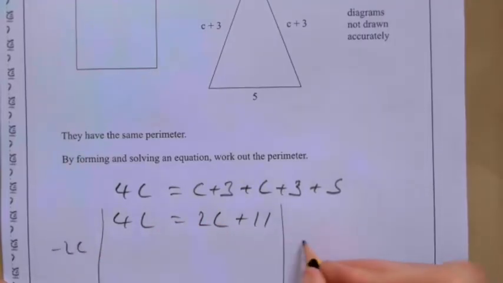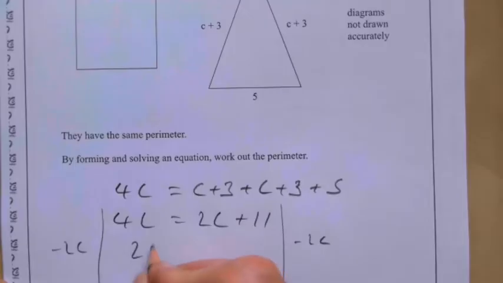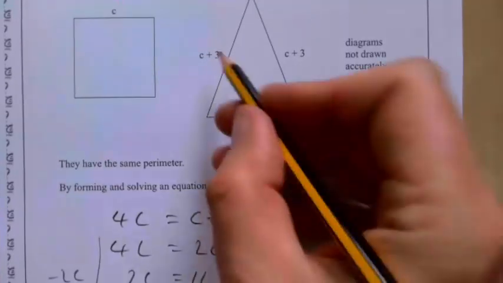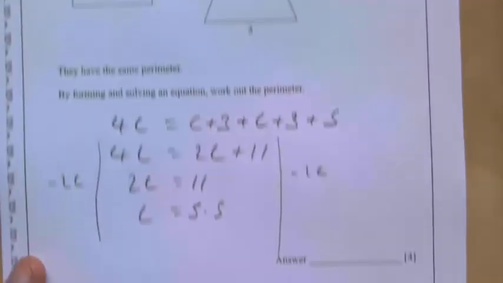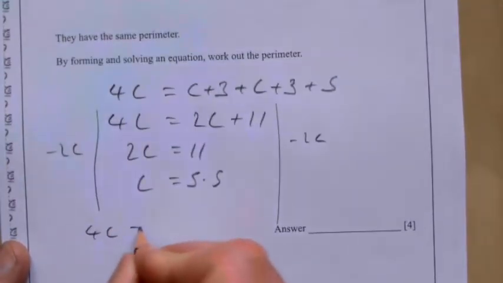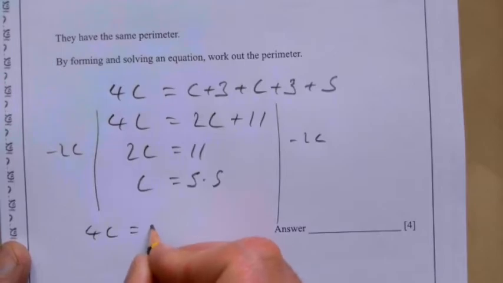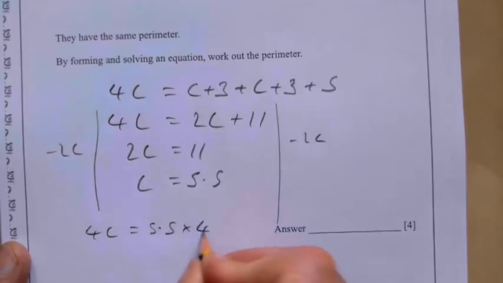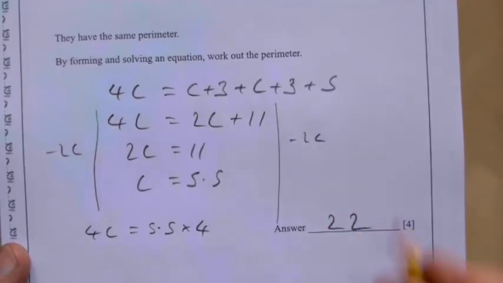Take away 2c from both sides. 2c is 11, and c then is 5.5. So you can either sub in the 5.5 in here, or in here, obviously the 4c one's easier, so 4c is equal to 5.5 times 4, and that then gives 22.